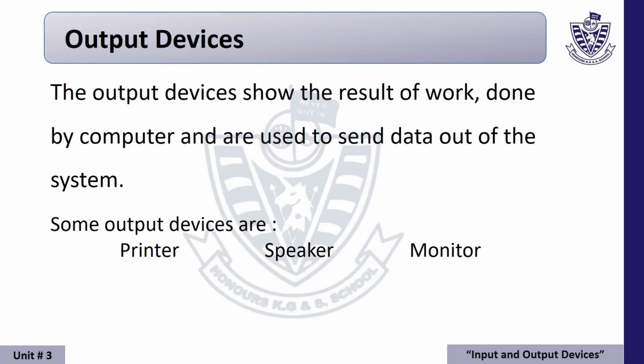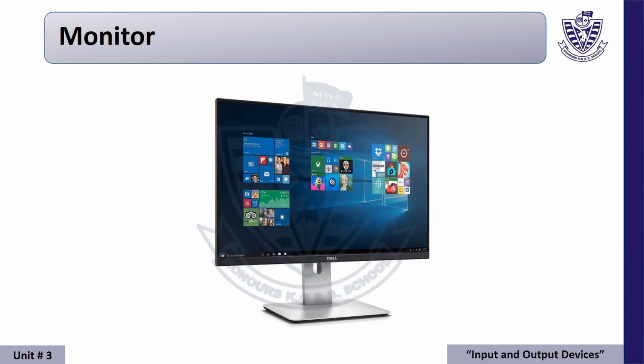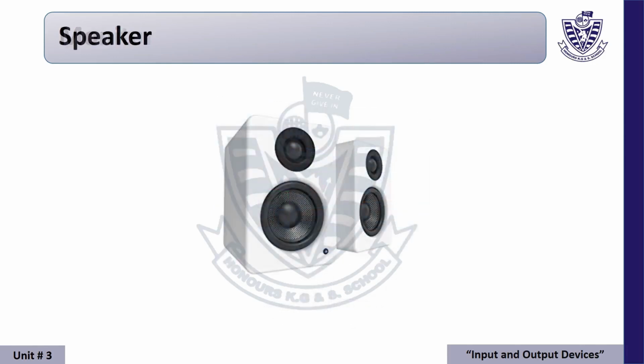Output devices. The output devices show the result of work done by computer and is used to send data out of the computer. Students, here are some examples of output devices. Printer, speaker, monitor. Students, here you can see a part of the computer that is called monitor. Monitor is the most commonly used output device. It displays both text and pictures on the screen. It looks like TV.